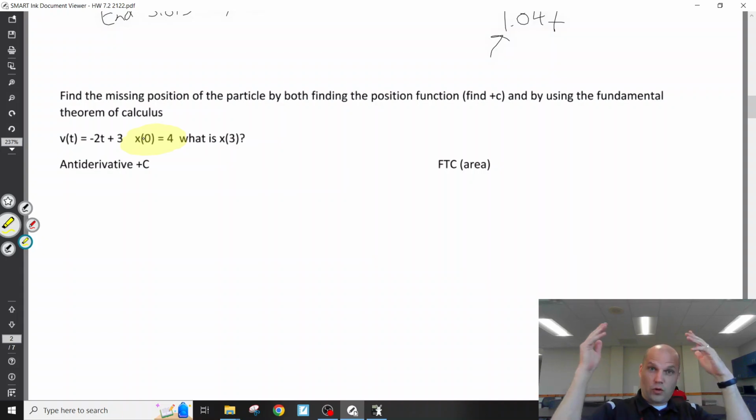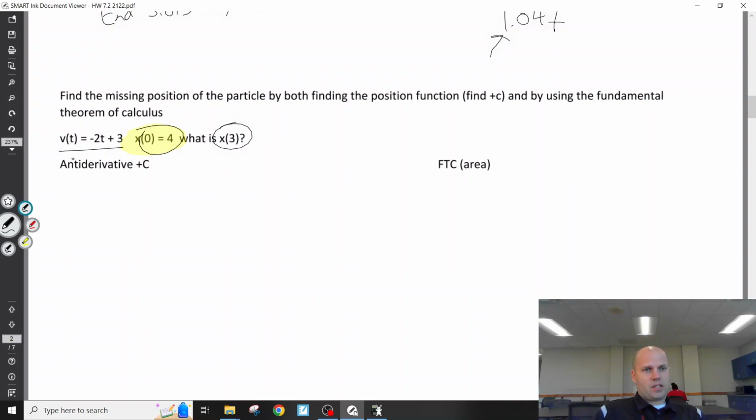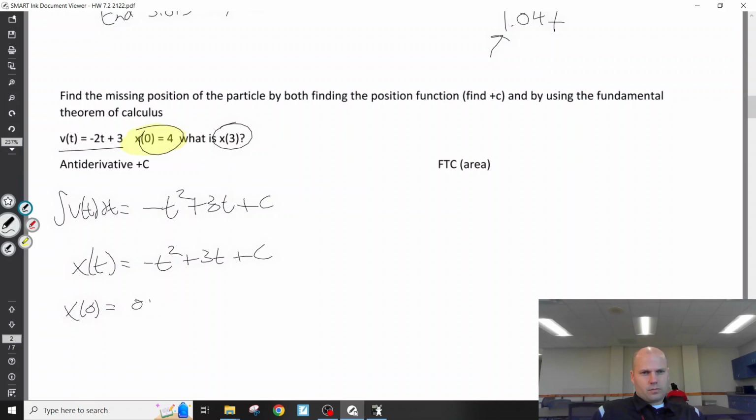In the past, for the first quiz, you've done this. I asked you what's x of 3, I told you x of 0 is 4, and I gave you v. In the past, you've been able to take the antiderivative of v, and you get negative t squared plus 3t plus c, and that's your x of t formula. I either told you there's an initial position at 4, or you'll just say x of 0 is 4. You plug in 0 for t, you get 4, and you have your position function.